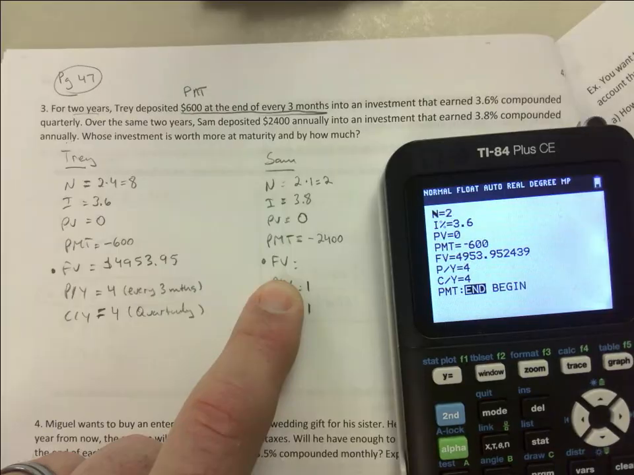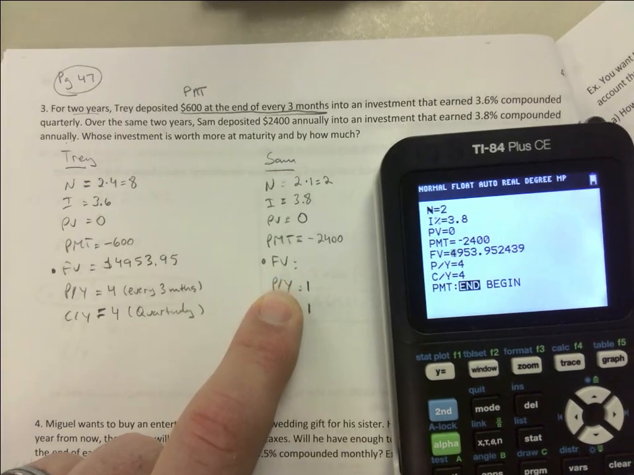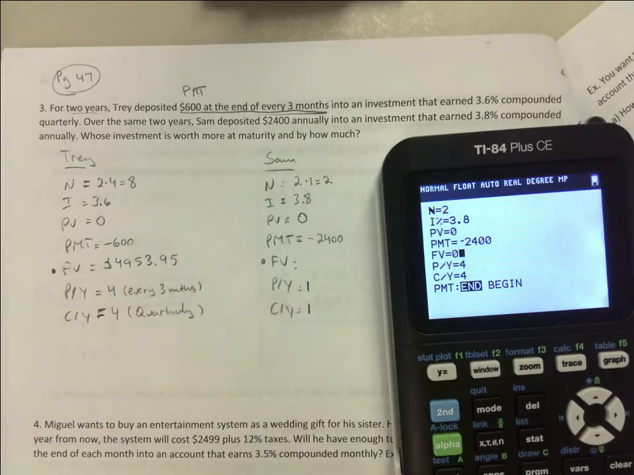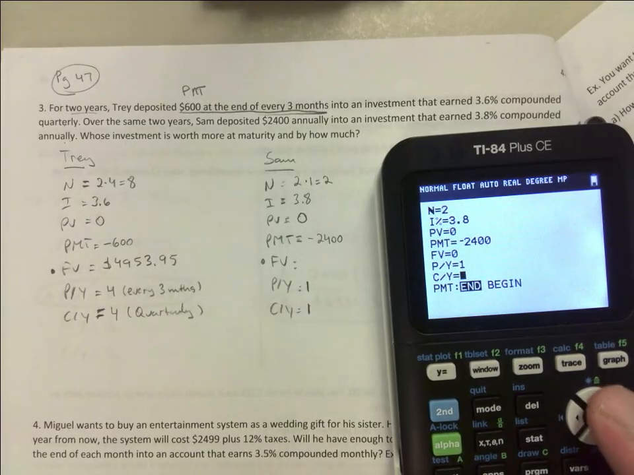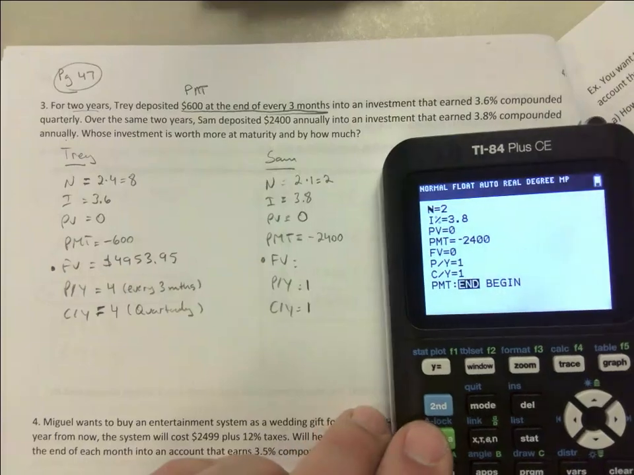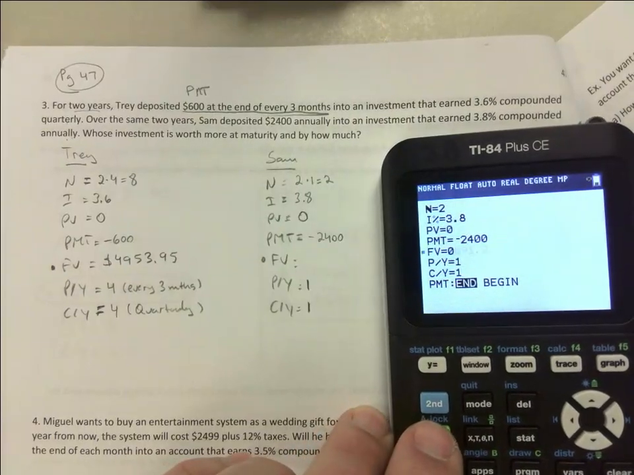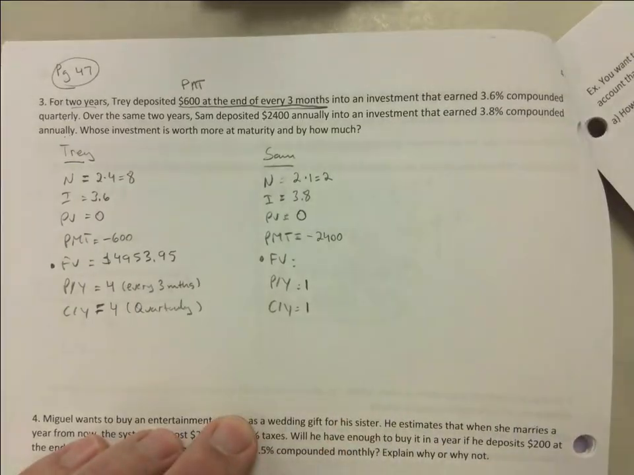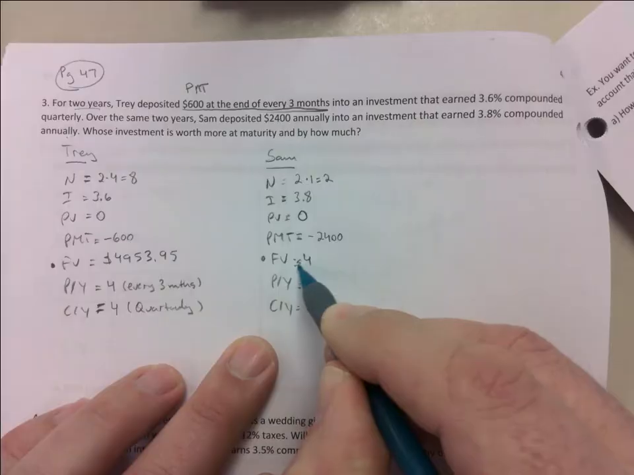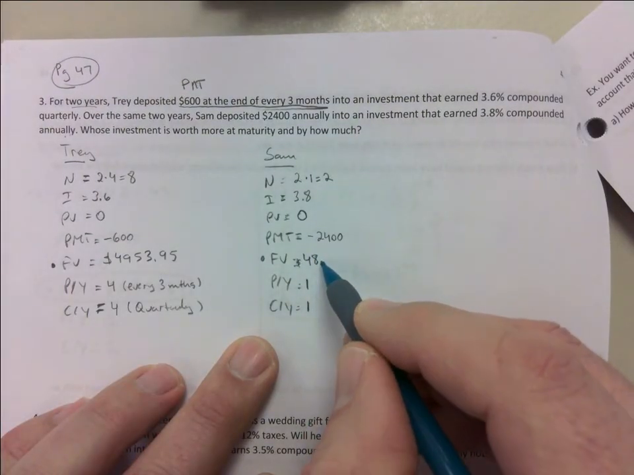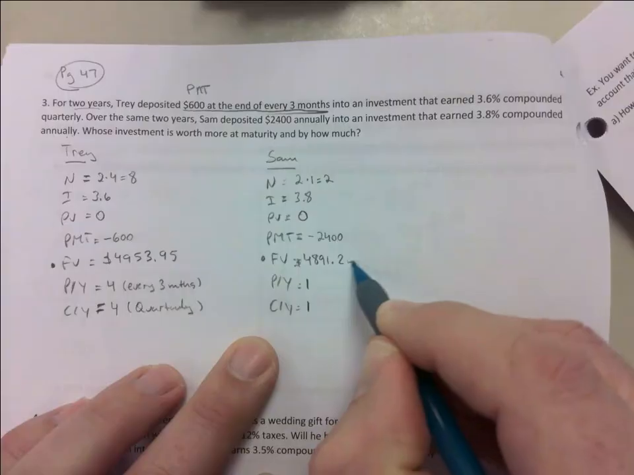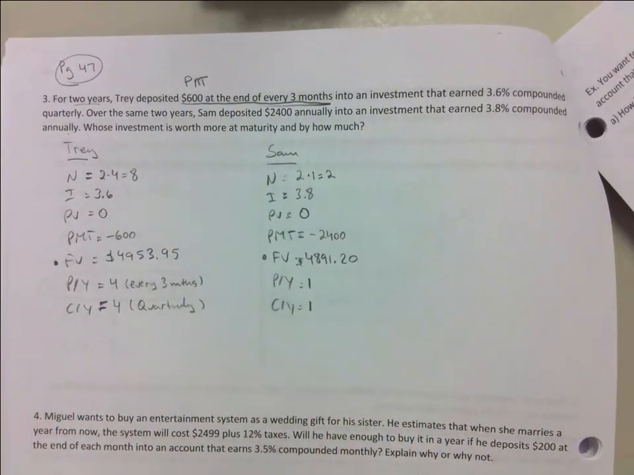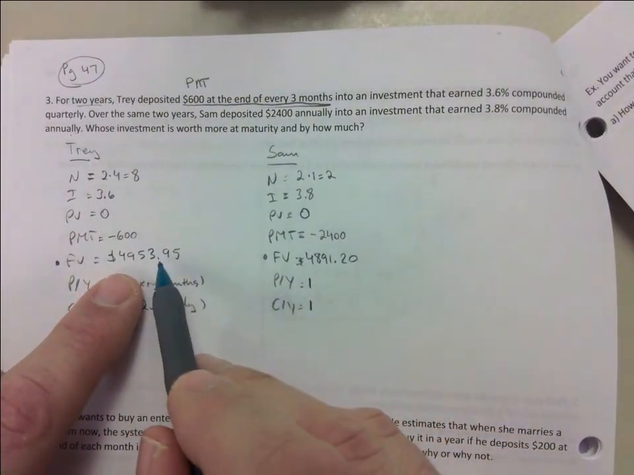For Sam, 3.8, negative 2,400, 0, and then it's 1 and 1. Okay, I figure out my future value. Boom, 4,891.20. 4,891.20. And you can clearly tell who the winner is. It's going to be Trey.